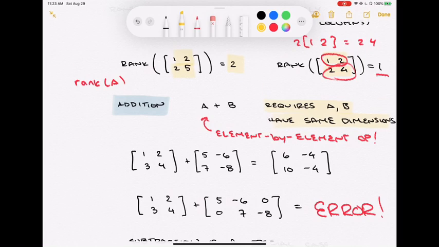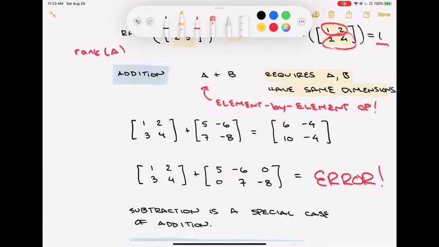So let's go ahead and do an example of this. Here's an example. I'm going to go ahead and take a 2 by 2 matrix, 1, 2, 3, 4. I'm going to add it to another 2 by 2 matrix, and that's going to be 5, minus 6, 7, minus 8. And I should get the result, which has the same dimension. It's also going to be a 2 by 2.